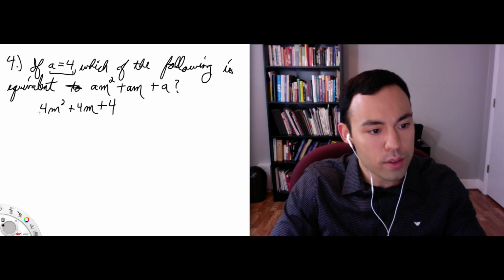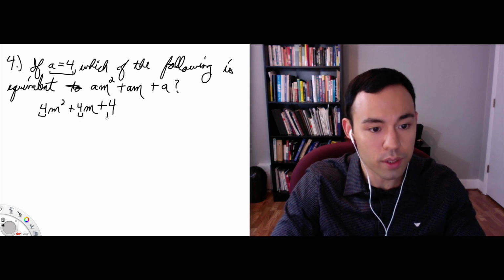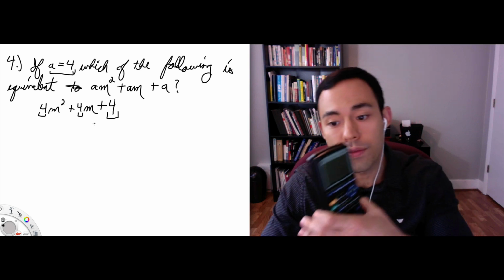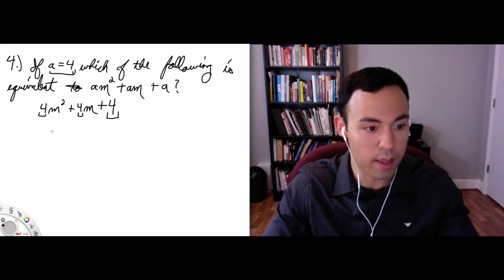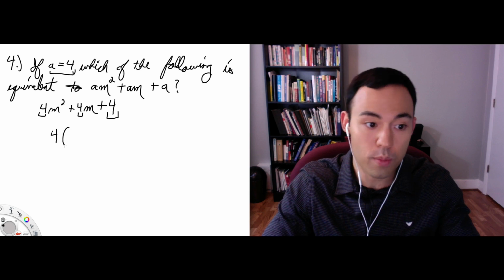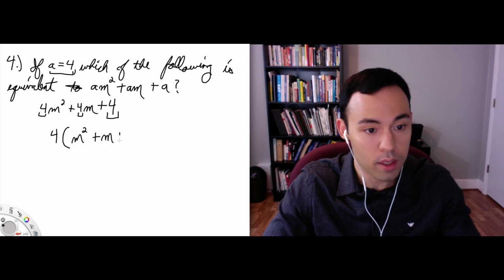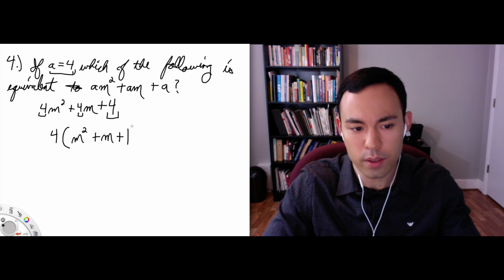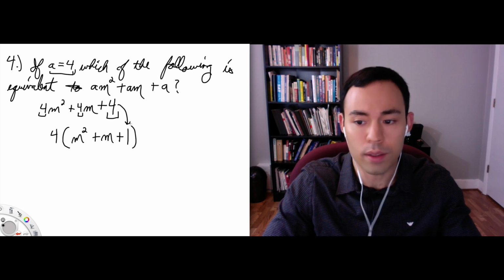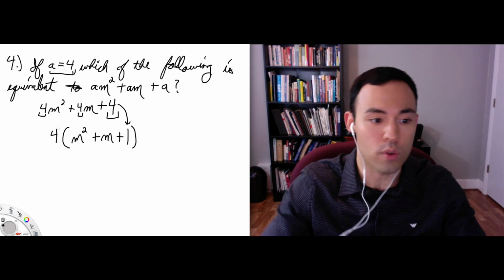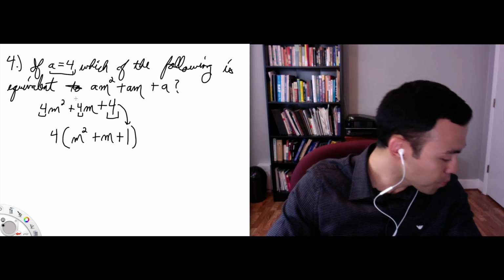Now you'll notice whenever the leading coefficients on these variables and this so-called loose term are all the same, you can factor out that number. So we can have a 4 multiplied by m squared plus m, be careful here, plus a 1. I notice some students will accidentally write a 4 there, so just be careful. So we factored out that 4, and it's an equivalent expression.